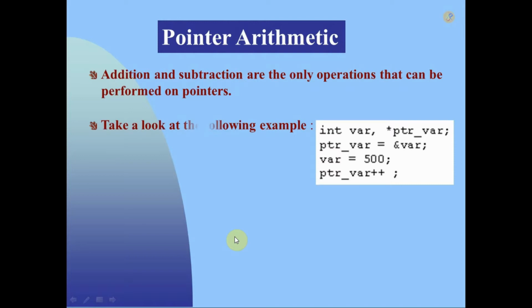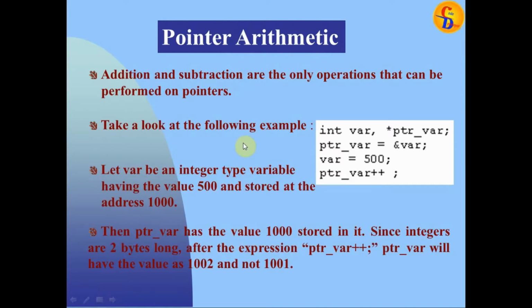So next one, pointer arithmetic. Addition and subtraction are the only operations that can be performed on pointers. Take a look at the following example. Here ampersand var, this value is stored into the ptr variable. If you are using var equal to 500, it is only for moving the address. If you are using asterisk ptr_var plus plus, the value is incremented, otherwise the address is incremented. In this example we are moving to the next address.